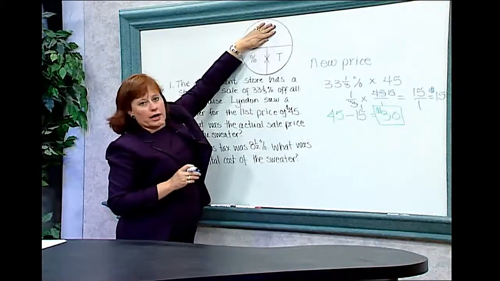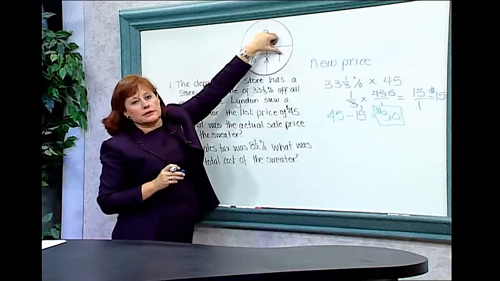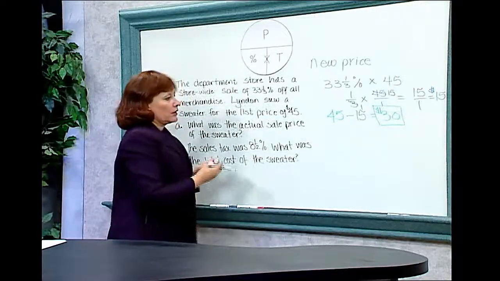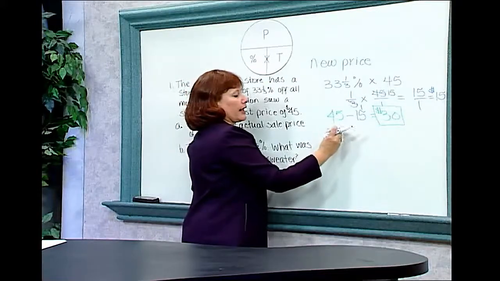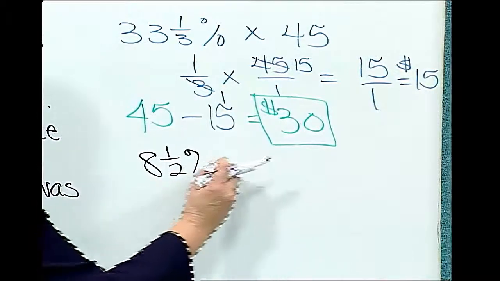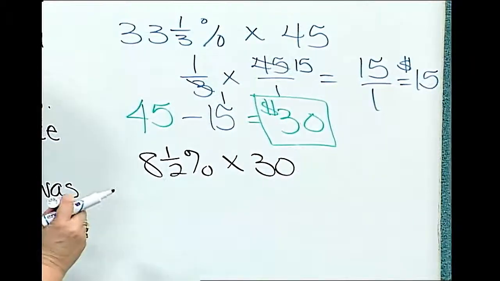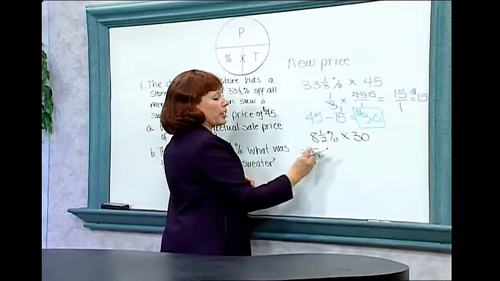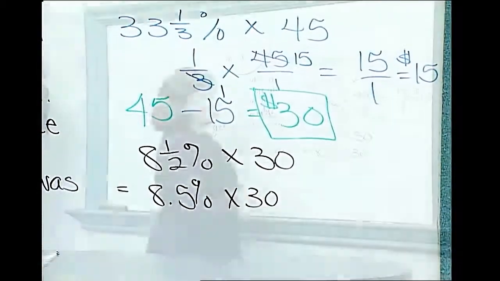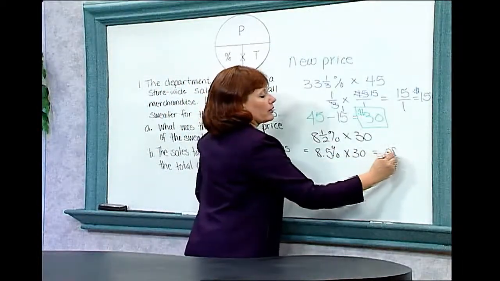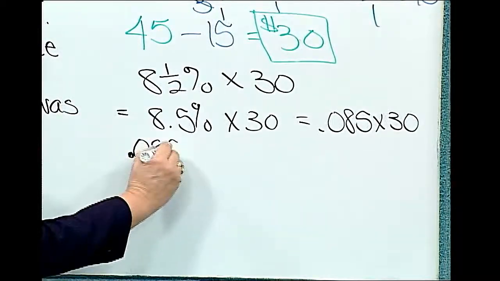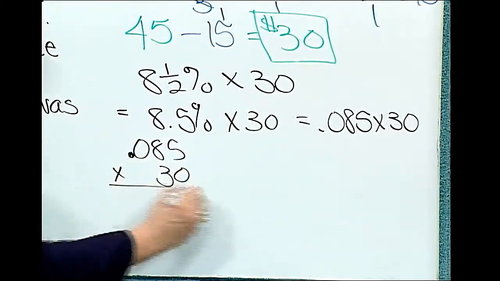If I cover up the part, I know again I need to take the percent times the total. The percent times the total. So I will take 8.5% times the total, which is now the new price of the sweater, times $30. That problem can be changed to 8.5% times $30, which is the same as 0.085 times $30. I have 0.085 times 30.